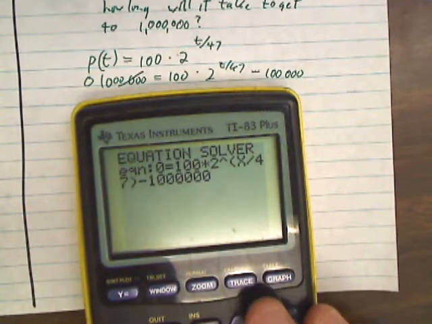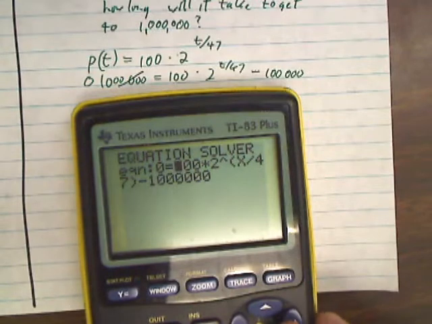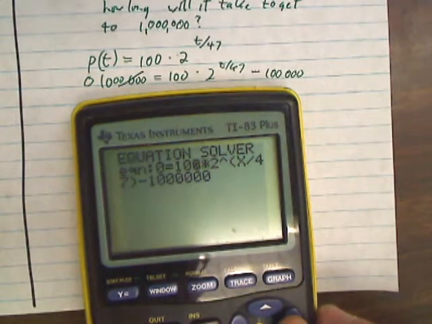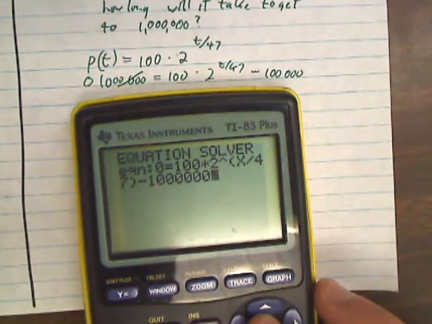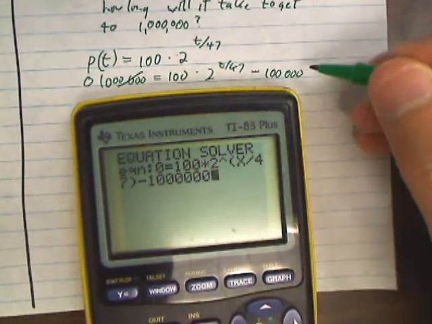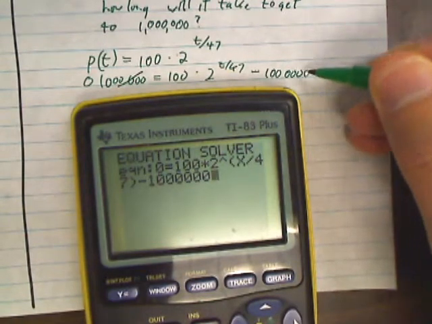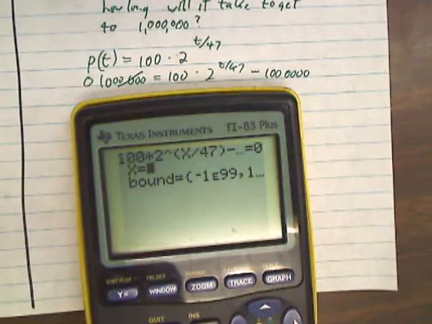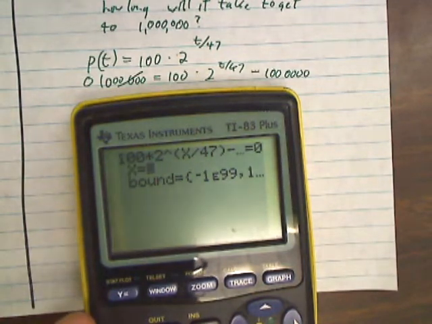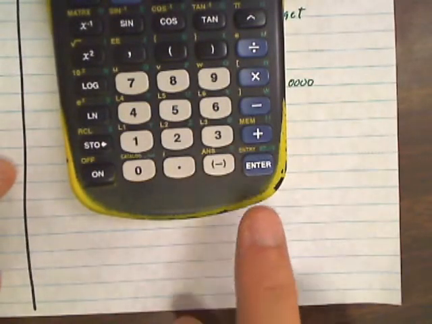Let me push up to edit the equation. So I have 100 times 2 to the x over 47 power minus 1,000,000. Let me fix this here, I wrote it wrong. There we go. Then if you push down, and let me get rid of that because that was the answer, above the enter key you see solve in green.